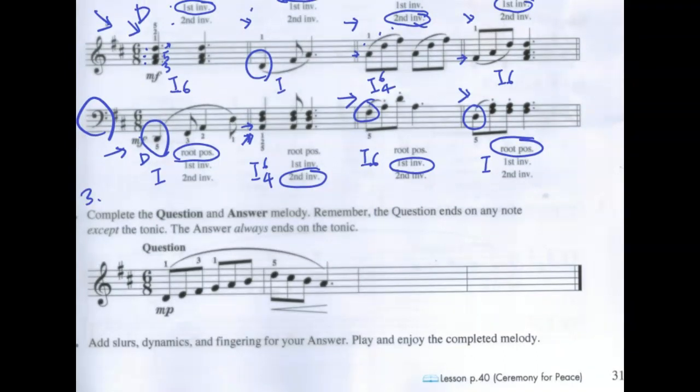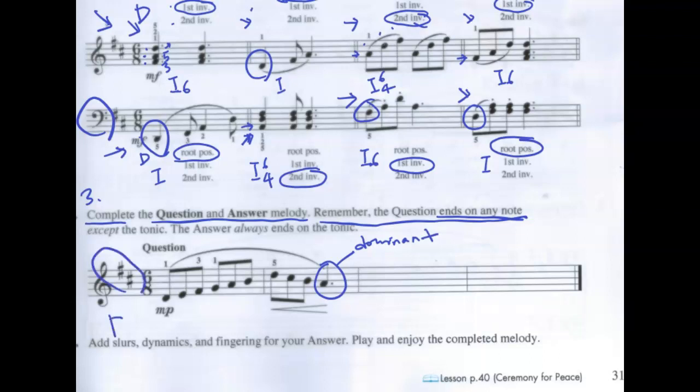This will be fun. So complete the question and answer melody. We're doing composition here, little melodic composition. And remember, the question ends on any note. So the first two measures are the question phrase and it ends on any note. This last note can be any note, but very frequently it ends on the dominant note. Just like here, this A is the dominant of D major, right? By the way, this is a D major passage. We are in D major realm, right? D major passage with two sharps.